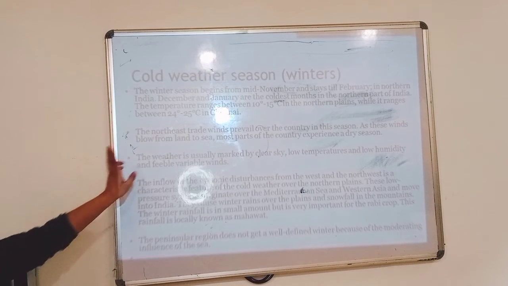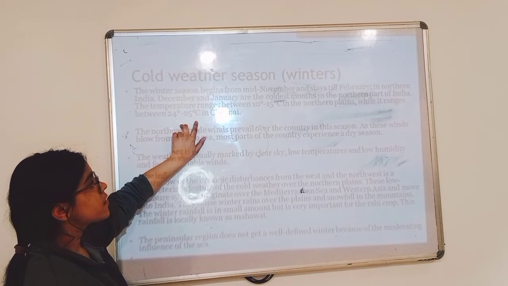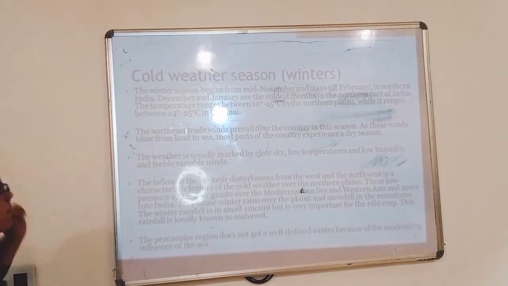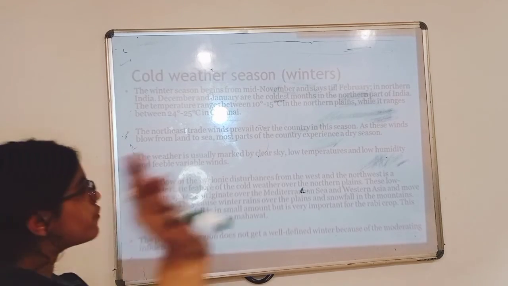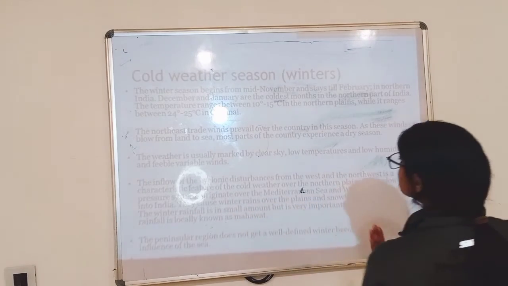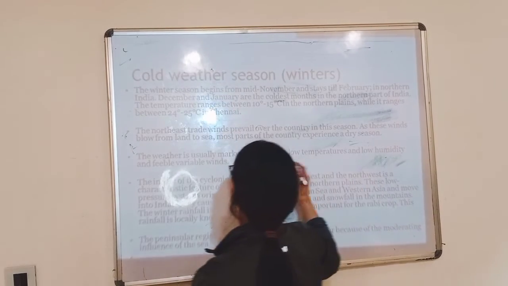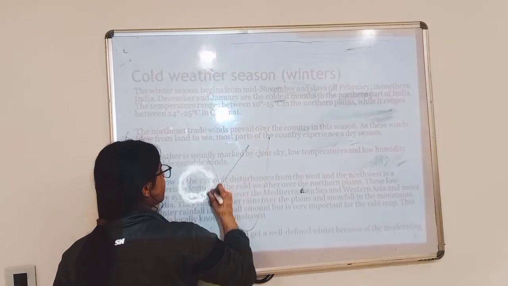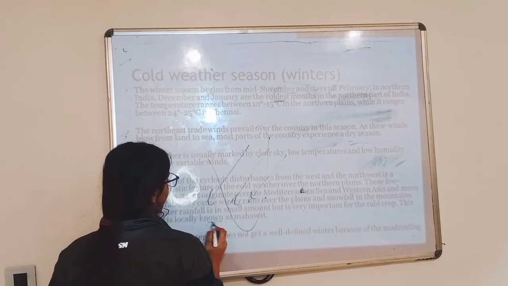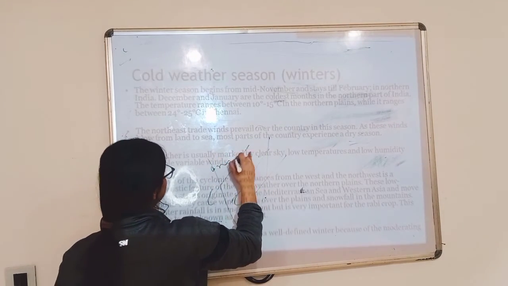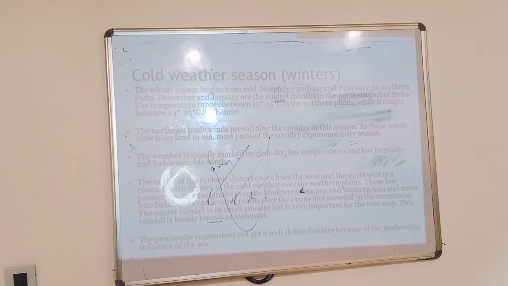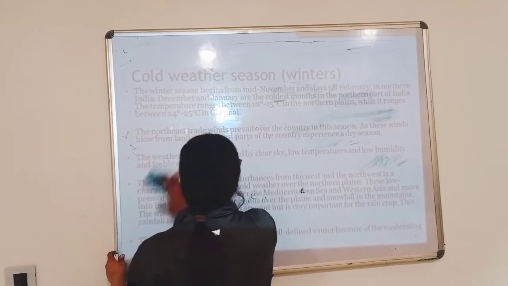Why? Chennai pe kyun hota hai itna? Because it's near the sea. Northeast winds prevail over the country in this season, as these winds blow from the sea. From land to sea, एक dry season होता है, ठीक है? Usually ये वाली जो winds हैं, ये ऐसे blow होती हैं, and dry season होता है, बारिश नहीं होती है, because moisture तो होता नहीं है winds में, ये land to sea flow हो रही होती हैं.